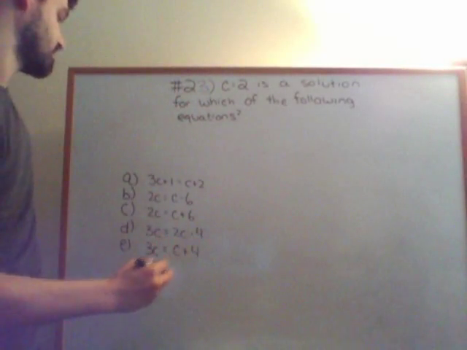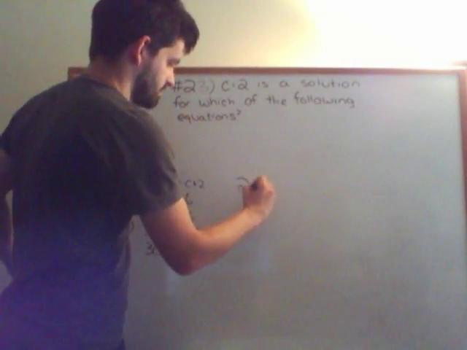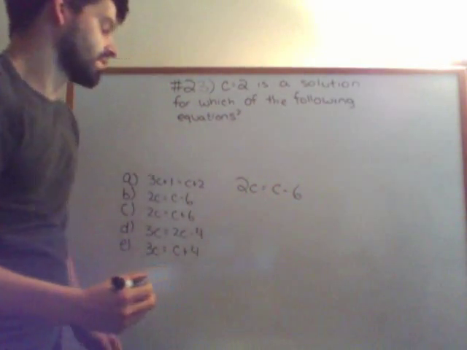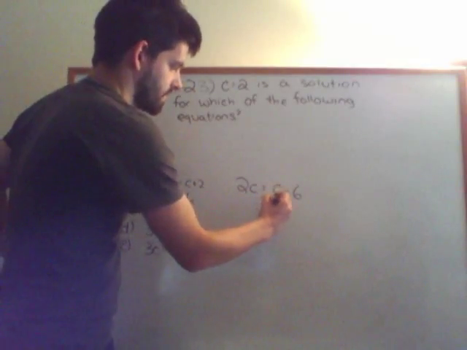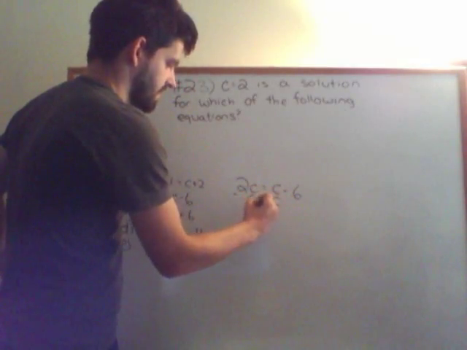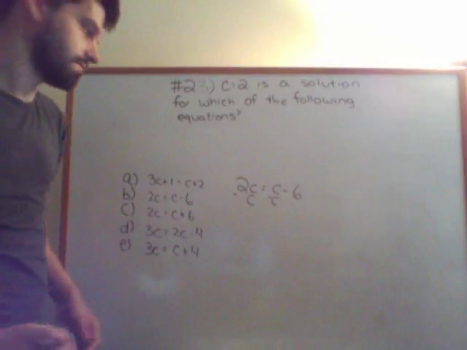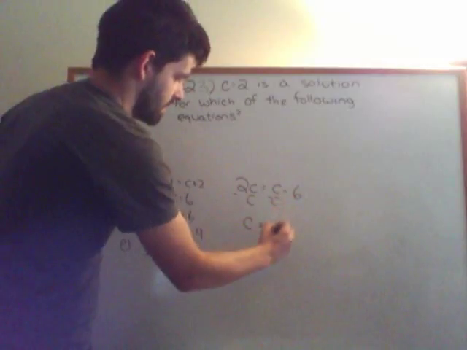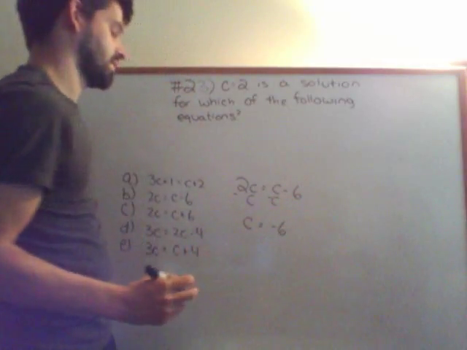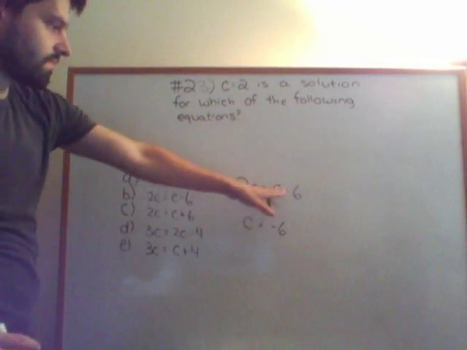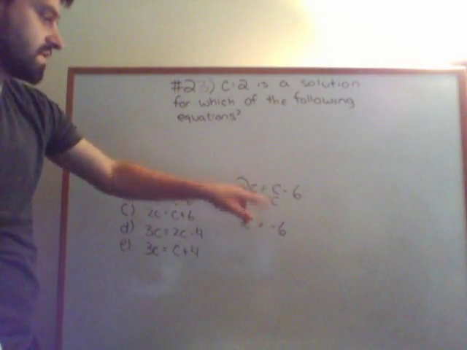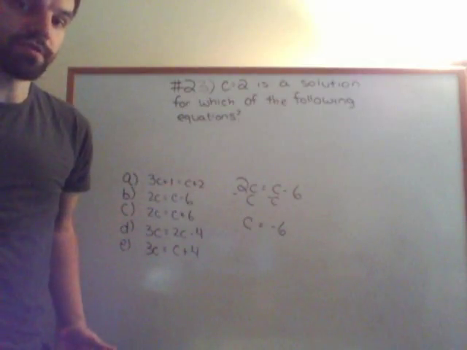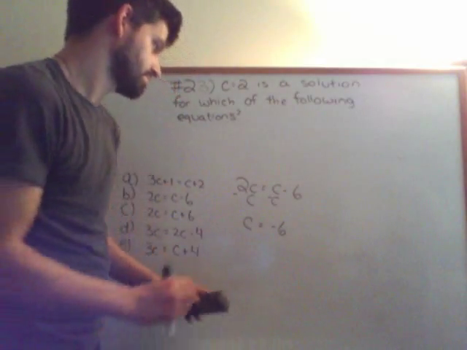Choice B is 2c equals c minus 6. We're going to go ahead and do what we did last time. We're going to subtract c from both sides to get c all on one side of the equal sign. So we have c is equal to -6. You see what happens is we're going to subtract c from both sides. We're going to get 1c is equal to -6. So choice B is also not the answer.